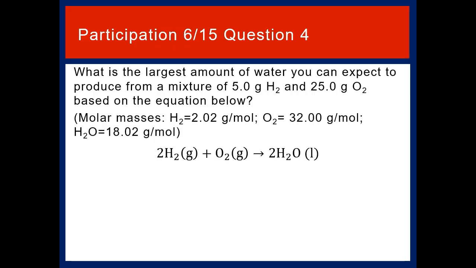Again, what is the largest amount of water you can expect to produce from a mixture of 5.0 grams H2 and 25.0 grams O2 based on the equation below? Hydrogen and oxygen are making water, and you've got the molar masses of each of those substances given.